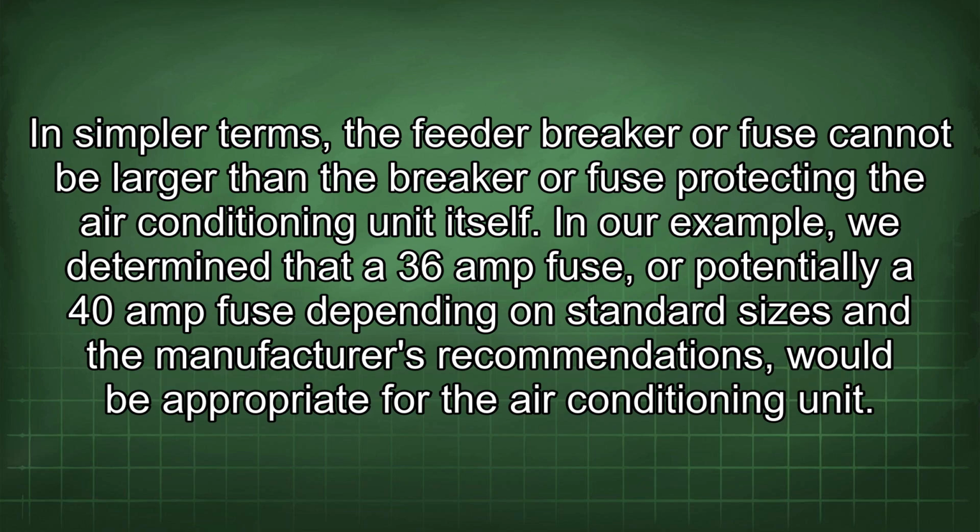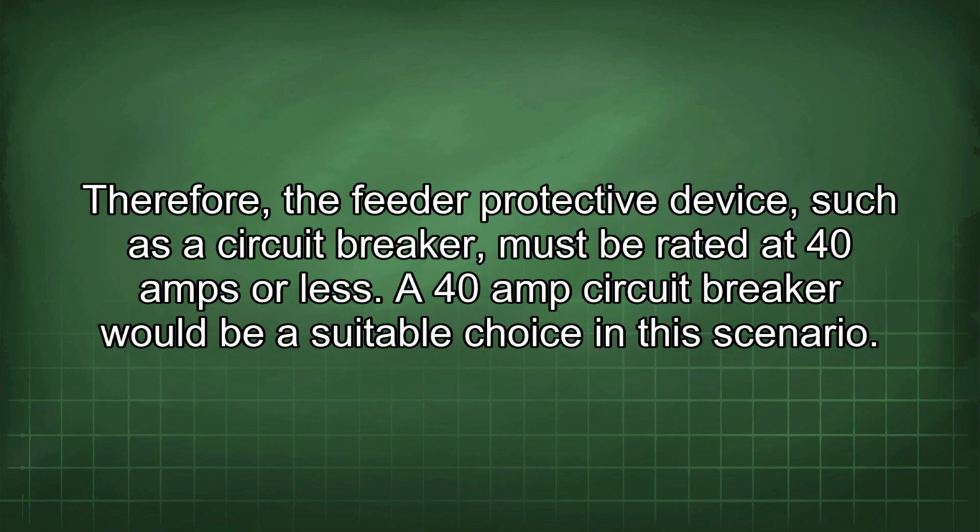In simpler terms, the feeder breaker or fuse cannot be larger than the breaker or fuse protecting the air conditioning unit itself. In our example, we determined that a 36 amp fuse, or potentially a 40 amp fuse depending on the standard sizes and the manufacturer's recommendations, would be appropriate for the air conditioning unit. Therefore, the feeder protective device, such as a circuit breaker, must be rated at 40 amps or less. A 40 amp circuit breaker would be a suitable choice in this scenario.